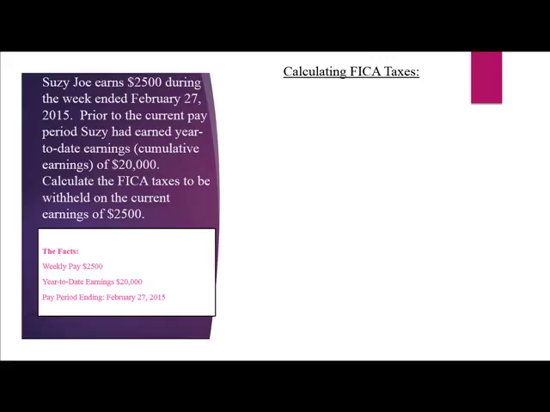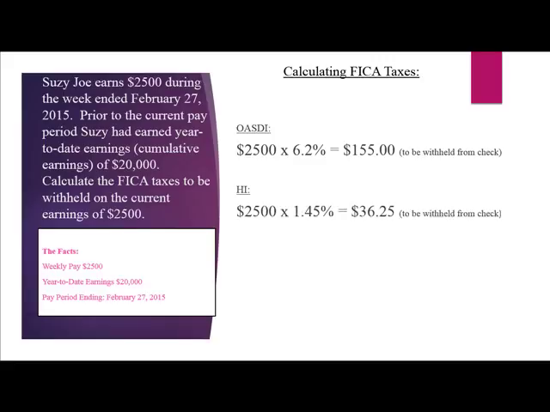Let's calculate for OASDI taxes. We'll take the $2,500 of current earnings multiplied by 6.2% equals $155 to be withheld from the employee paycheck. The HI taxes are calculated by taking $2,500 times 1.45%, and this equals $36.25 to be withheld from the employee paycheck. Total FICA tax to be withheld, $191.25, and the employer will match this.